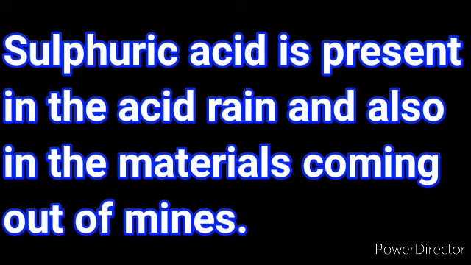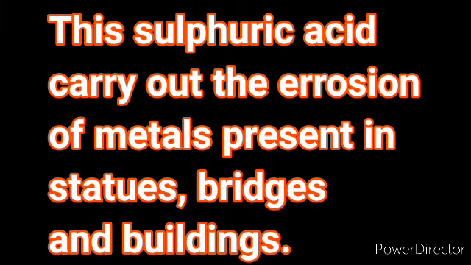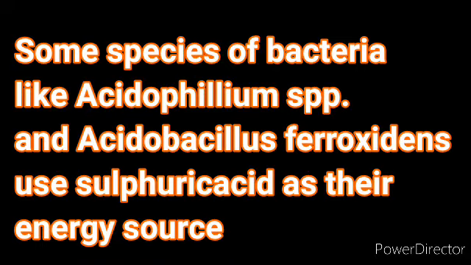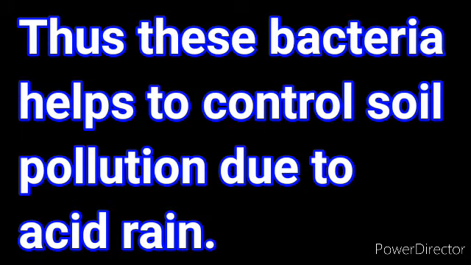Sulfuric acid is present in acid rain and also in the materials coming out of mines. This sulfuric acid present in acid rain carries out the erosion of metals present in statues, bridges and buildings. Some species of bacteria like Acidiphilium species and Acidithiobacillus ferrooxidans use sulfuric acid as their energy source, and hence these bacteria control the soil pollution occurring due to acid rain.